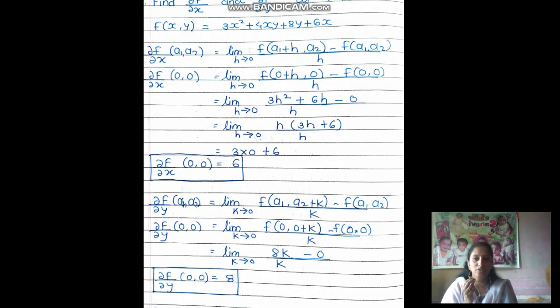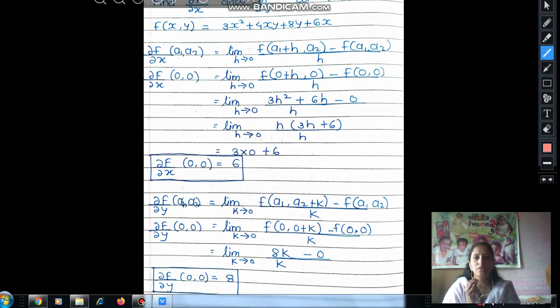So here we calculate one example, so you get a clear idea about partial derivatives. The first example is: find dou f by dou x and dou f by dou y at the point (0, 0). Our function f(x, y) is 3x square plus 4xy plus 8y plus 6x.